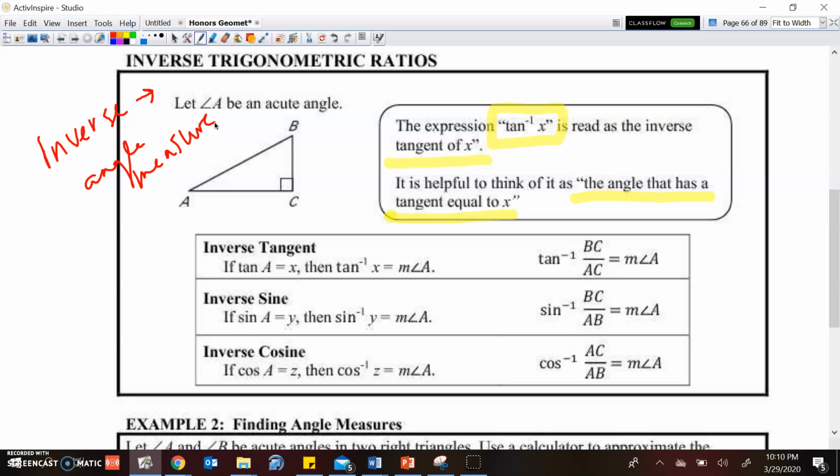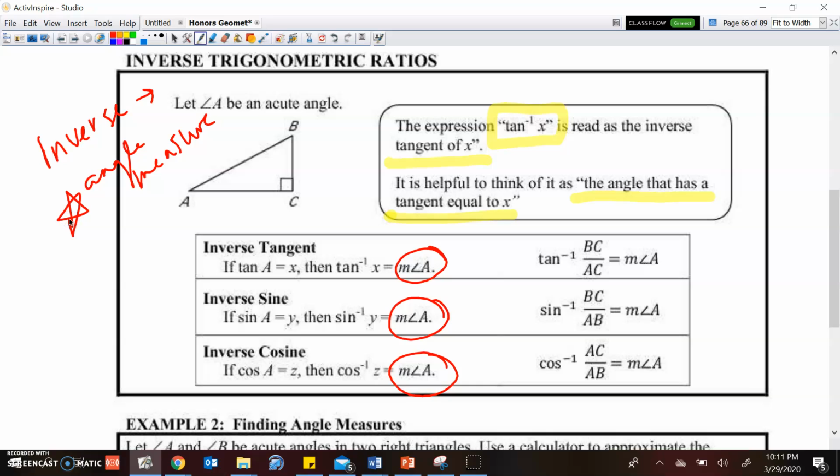Okay, all right. So if the tangent of A is equal to x, then the tangent inverse is equal to the measure of angle A. The sine inverse is equal to the measure. Cosine inverse is equal to the measure. So again, when we use the inverse function, we're looking for the angle measure.